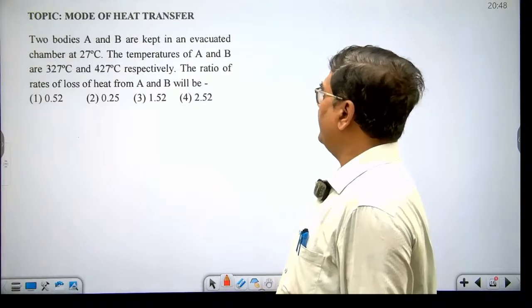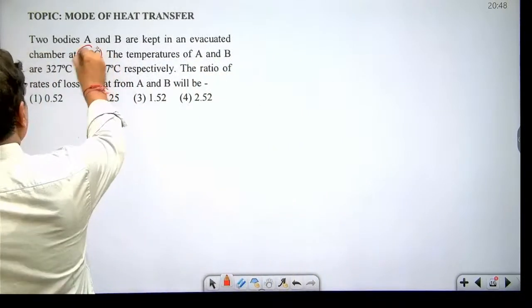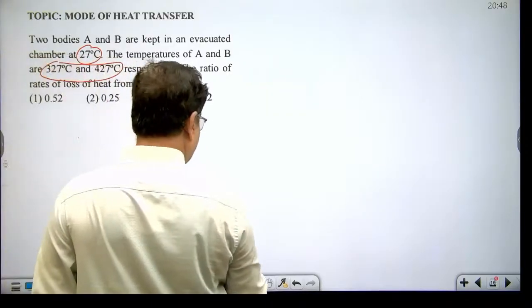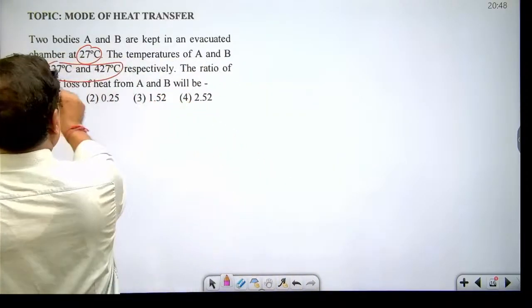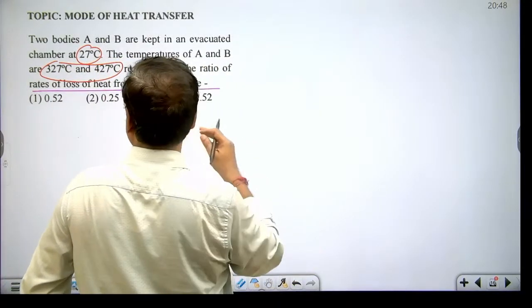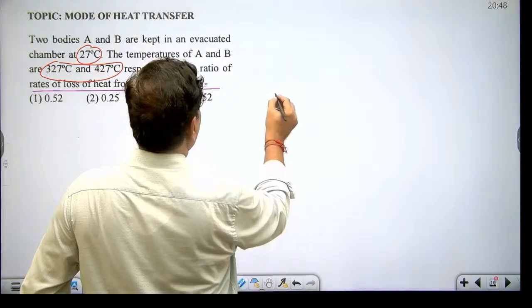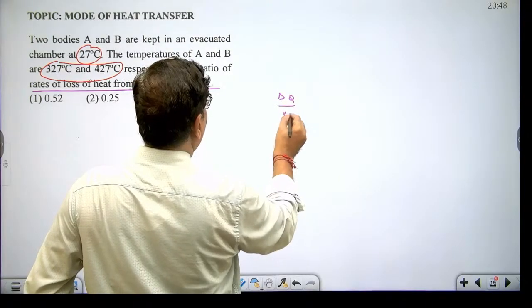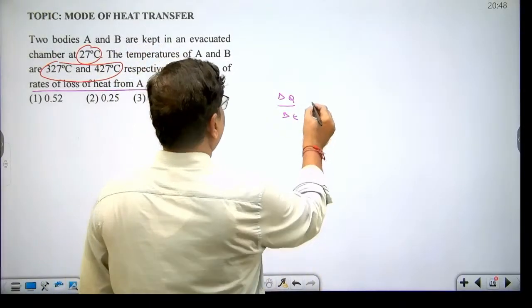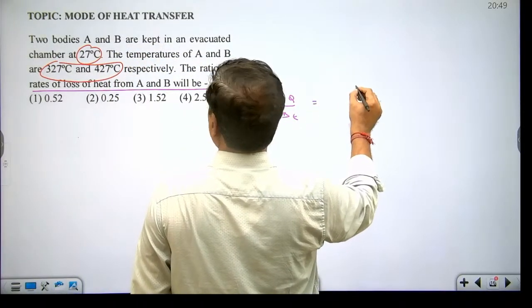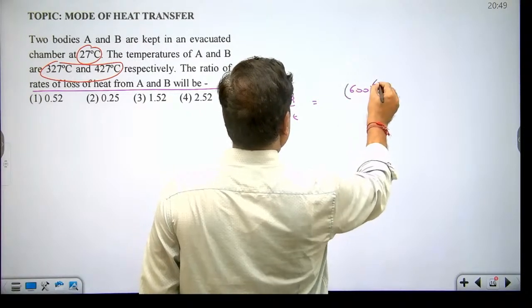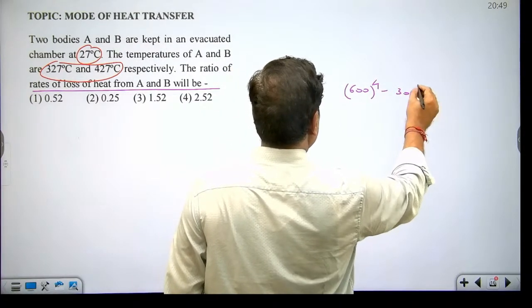Two bodies A and B are kept in an evacuated chamber at 27 degrees centigrade. The temperature of A and B is 327 and 427 degrees centigrade respectively. The ratio of loss of heat from A and B. Loss of heat. 327 means how much? This is 600 power 4 minus 300 power 4.